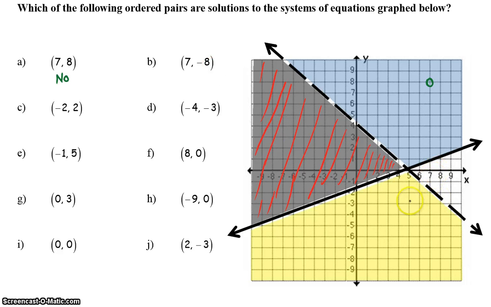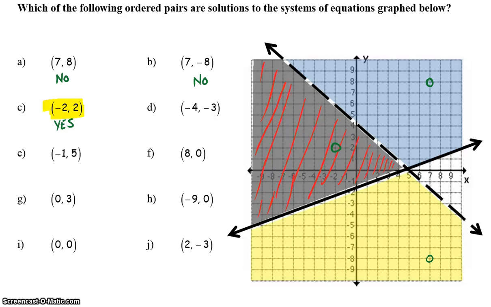7, -8 is a similar situation. It's located down here. That one would be a solution to this shaded area of my dashed inequality, but not to the solid inequality. So that too is not a solution to the entire system. Part C, -2, 2, is the first one that is located here in my dark shaded region. This is the first point that we've seen then that, yes, it would be a solution to the entire system.